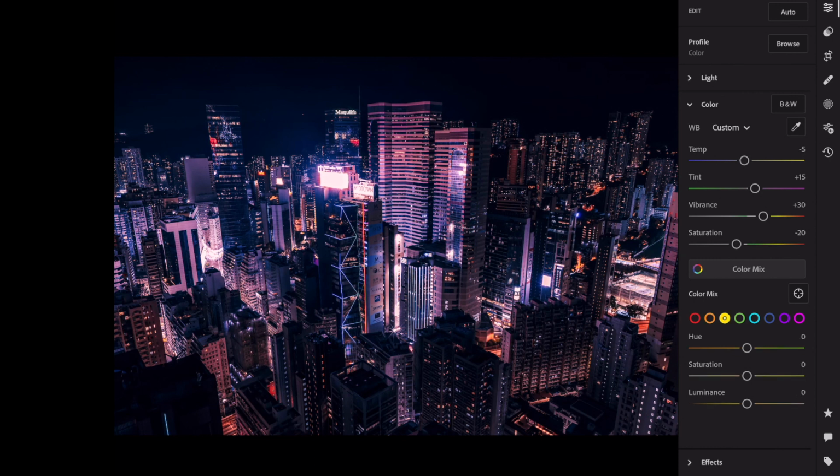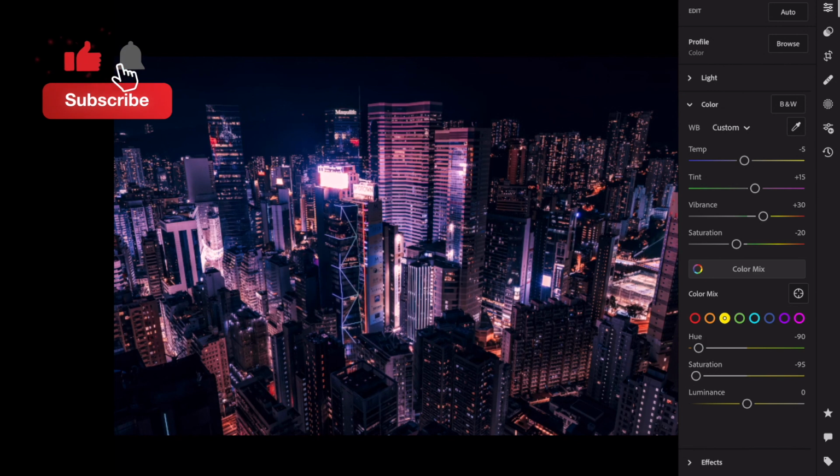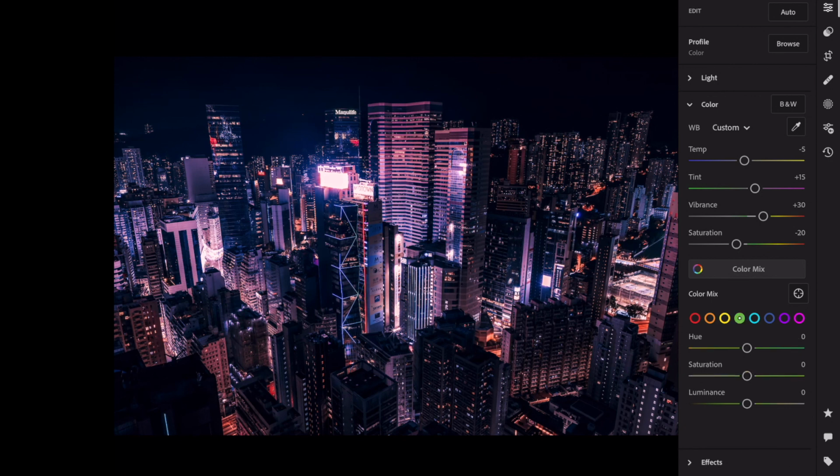Yellow. Hue, minus 90. Saturation, minus 90. Luminance, minus 20. Green. Saturation, minus 100. Aqua. Saturation, minus 100.